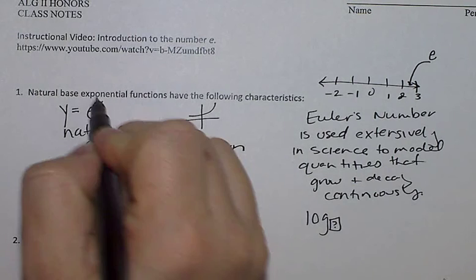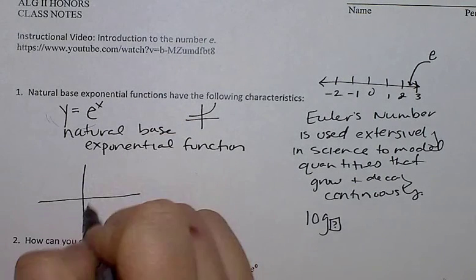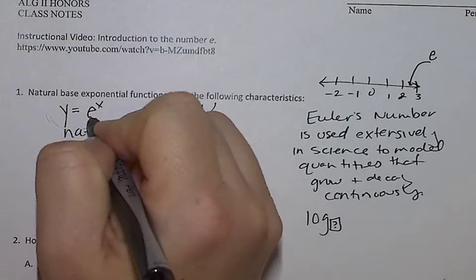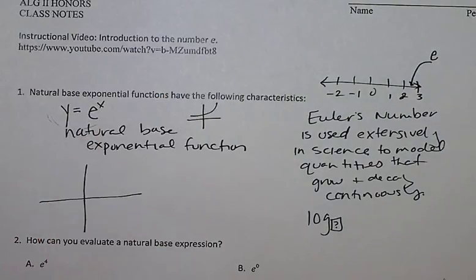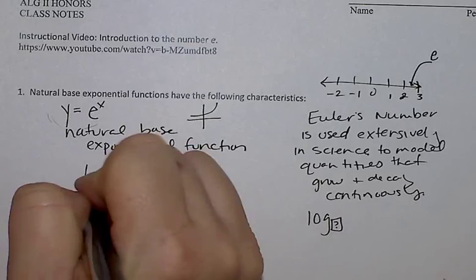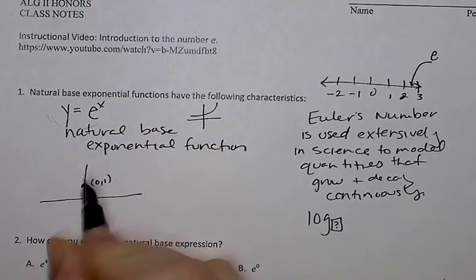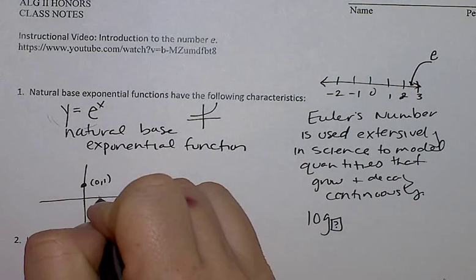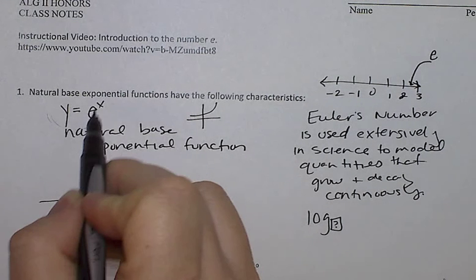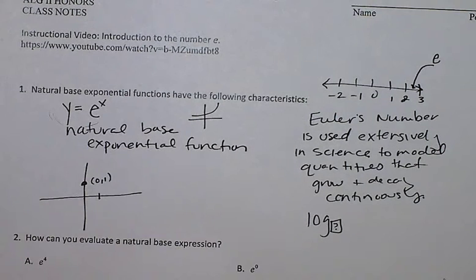This is my basic equation. If I plug in 0, remember any number raised to the 0 power gives you an answer of 1. So (0, 1) is my first point. I plugged in 0, and I know any number to the 0 is 1. The next number I'm going to plug in is 1. So e to the first, well, 3 to the first is 3. 4 to the first is 4. So e to the first is just the quantity of e.